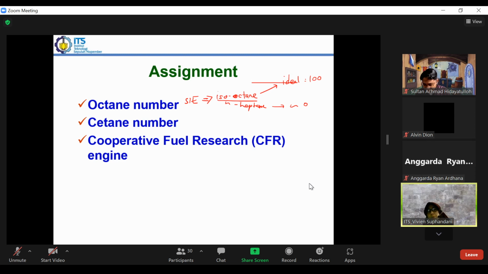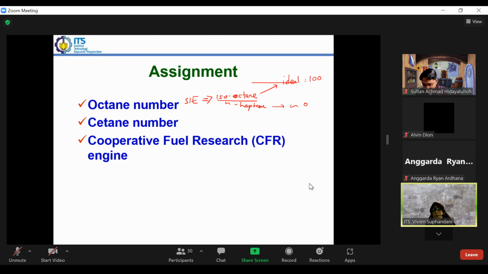So can you repeat the question? If we add ethanol, for example, it will be above 100, is it? Yeah, kind of like that. So is the ratio of isooctane and heptane still relevant to measure the octane number?